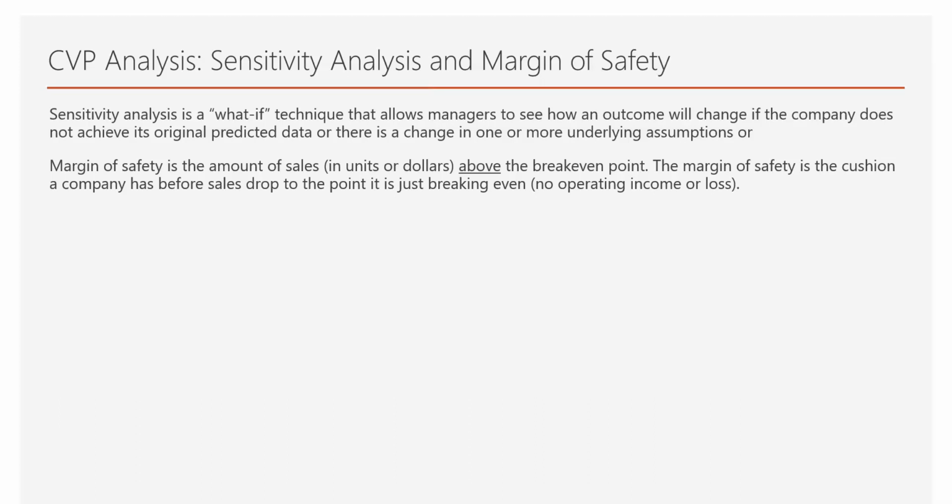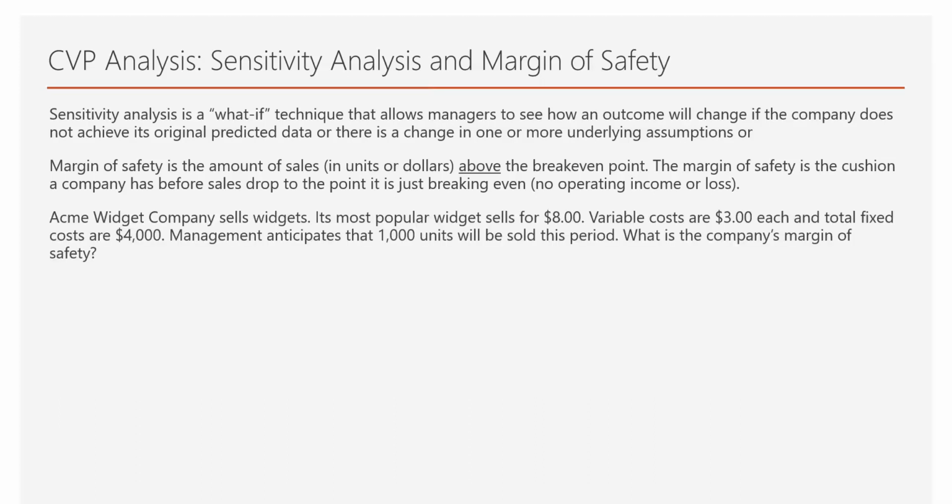So it's the amount of sales in units or dollars above the break-even point. So that difference between the break-even point and the amount of sales, it's that cushion the company has before it drops to the point where it is just breaking even.